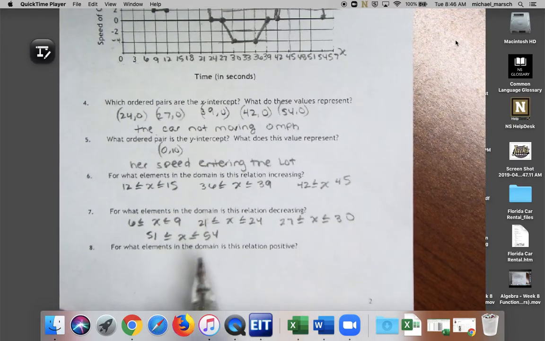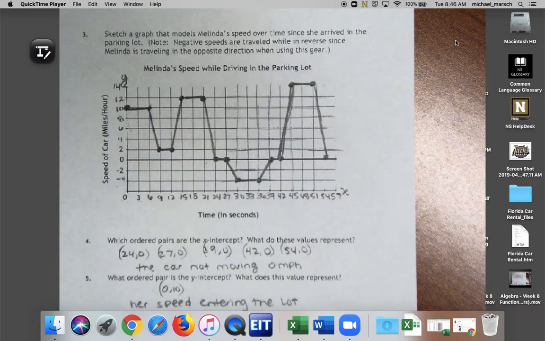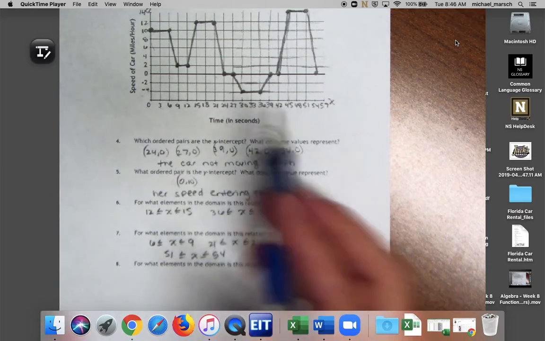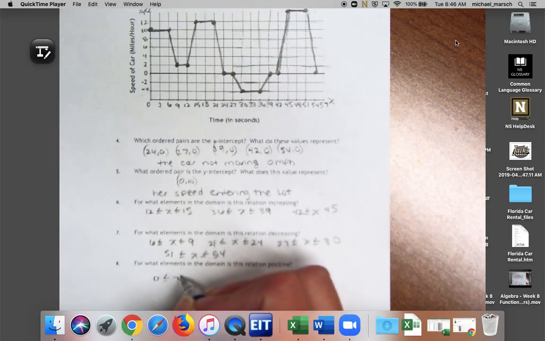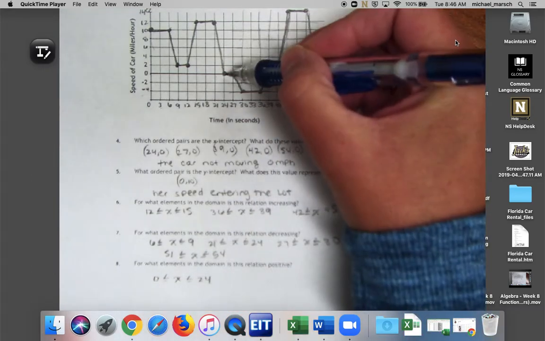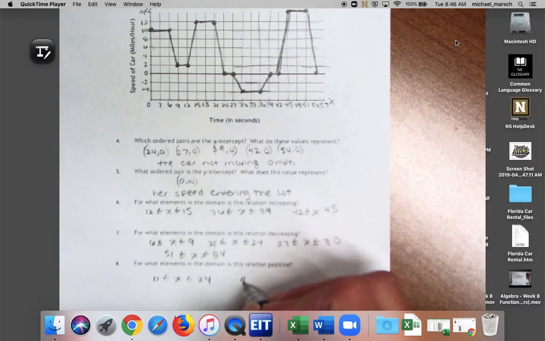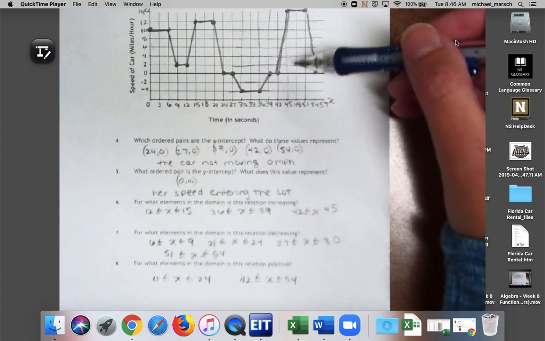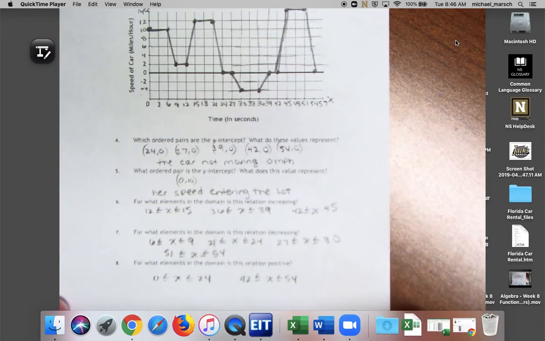Okay, for what elements in the domain is the relation positive? So what are my, oops, I'm sorry guys. I know you could probably figure out what I was doing. Okay, so what are my positive x values, right? So basically between 0 and 24, right, because those are above, and then between 42 and 54. Right, because I'm looking at all of these possible things that are above the x-axis. Those are my positive relation. That's when the relation is positive.